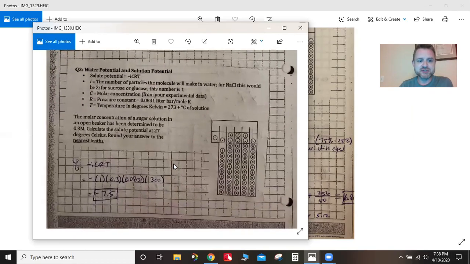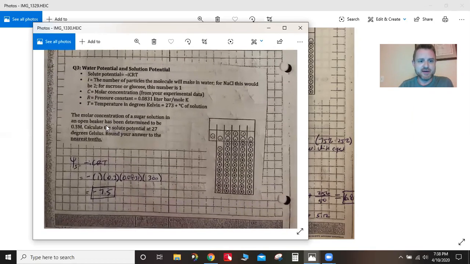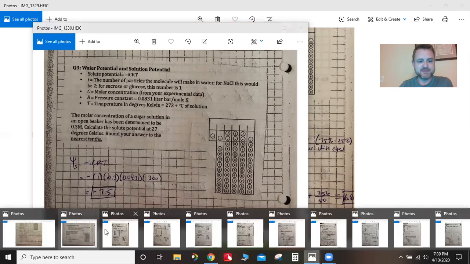This is a water potential question. It just wants to know the solute potential, negative iCRT. Plug in the numbers, you get negative 7.5. All right, cool. Next page.